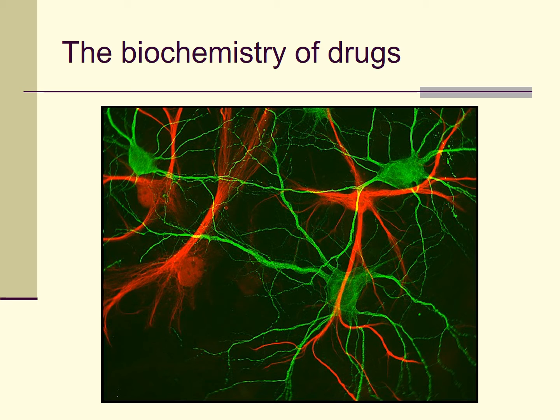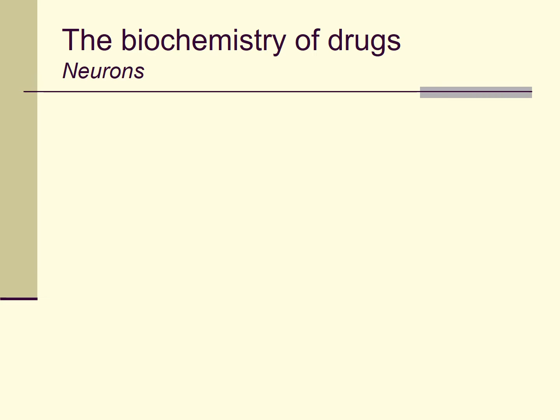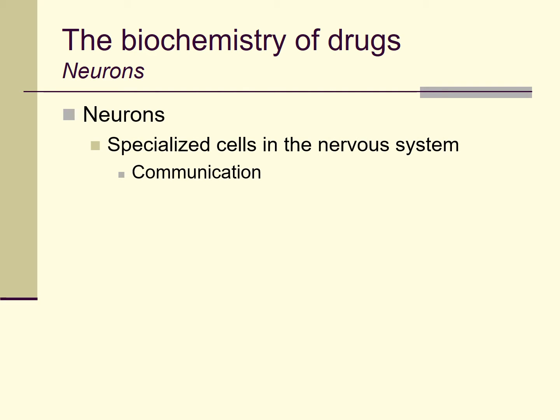Here's a really lovely electron microscopy picture of some neurons. You can see them shaded here in this kind of fluorescent green color. These are the cells which make up much of your nervous system. You can see shaded in red some glial cells, which are support cells for different parts of the nervous system as well. Okay, neurons are the main cells in the nervous system. They are specialized cells that have the ability to communicate between one another.